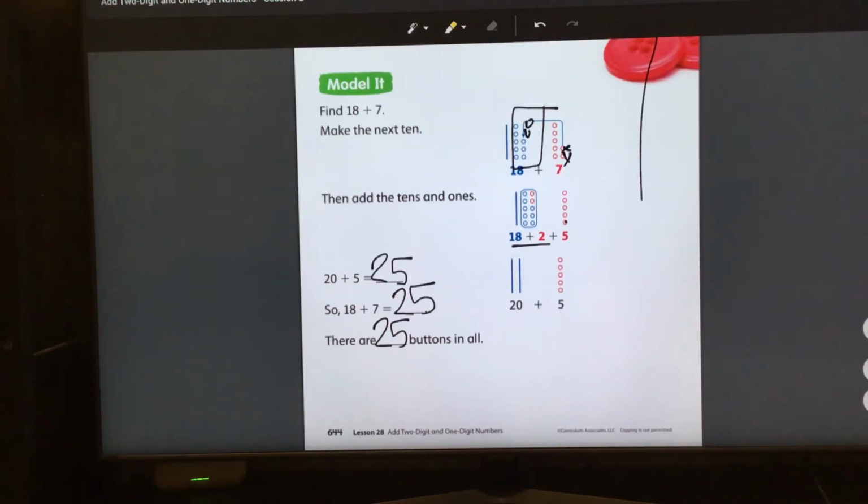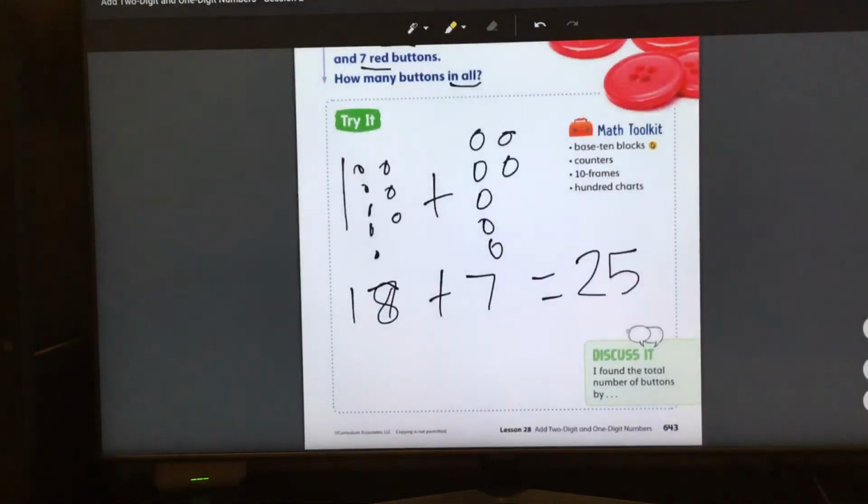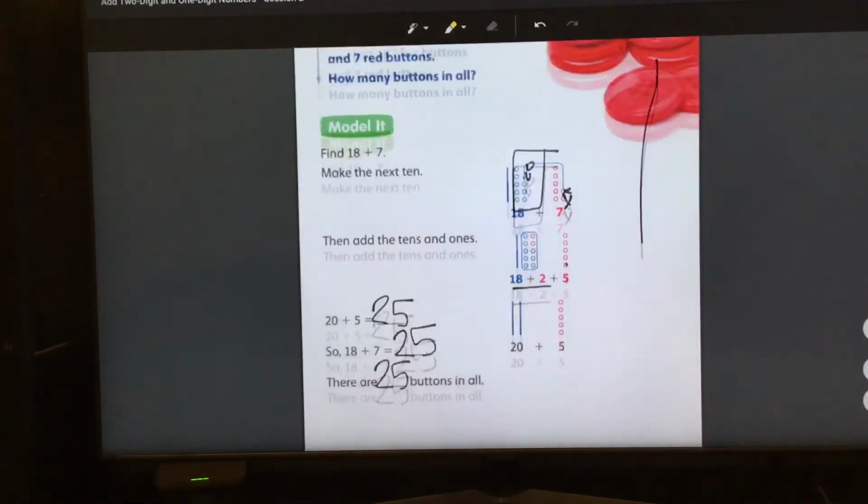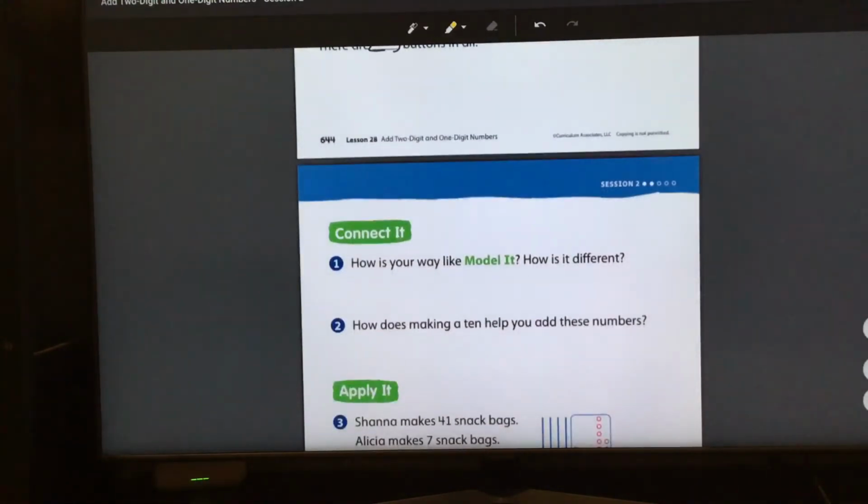Okay, so all we're working on today in this lesson is learning how to borrow to make another 10 to help you count it faster instead of having all of those ones like we did here. Okay, so let's go to the next page.